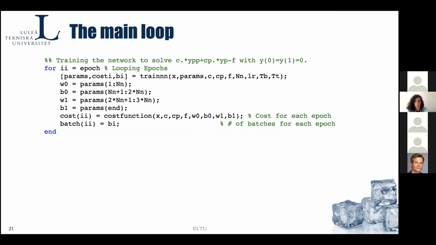So the main loop will look like this now. We run an epoch, and in each epoch, we run the training algorithm for that batch. After this, we just redefine our weights from the data passed to that training function, and we compute the cost function and the batch, and then the batch number, and then we continue the epochs.